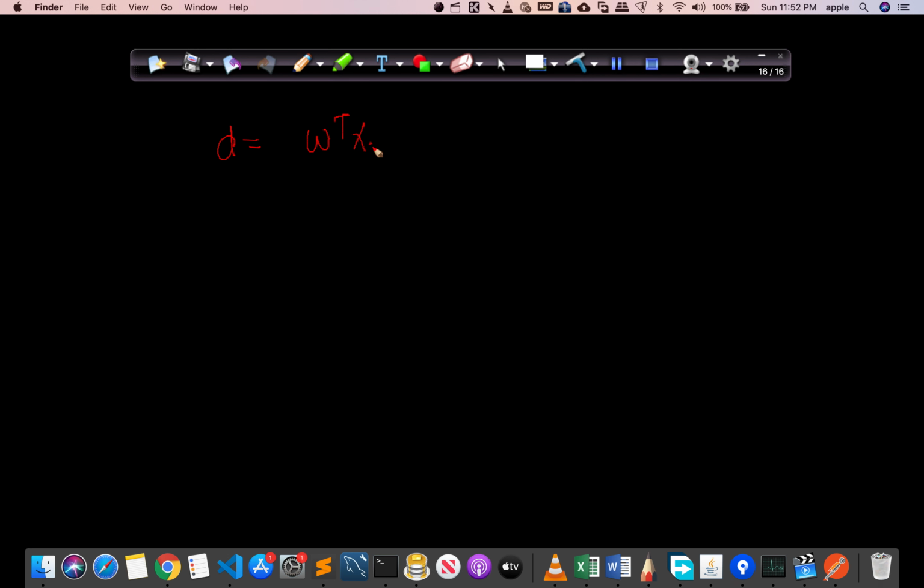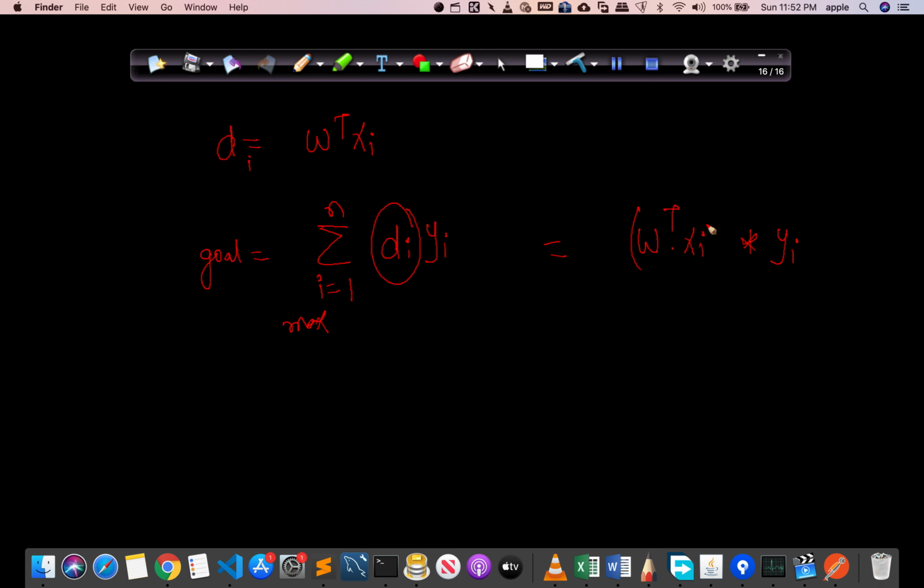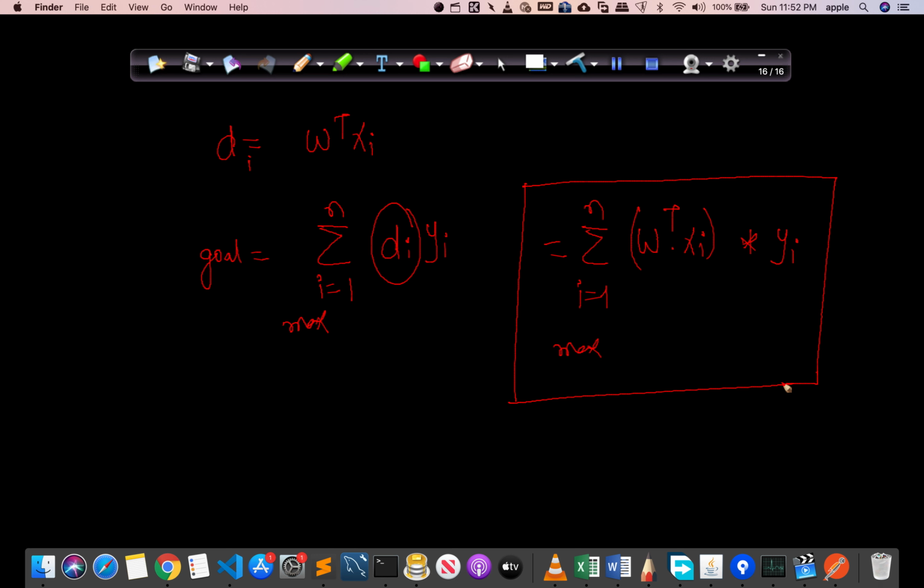Now what we have is our distance is W transpose Xi. This is Di. Now what was our goal? Our goal was to maximize Di into Yi, and we have to do a summation of i equals to 1 to n, and we have to maximize this. Now instead of this Di, what we can write is this is W transpose Xi and multiplied by Yi. Yi is the label of Xi, and we have to do a summation of 1 to n, and we have to maximize this. So this is our formula. So until this, I think I am clear.